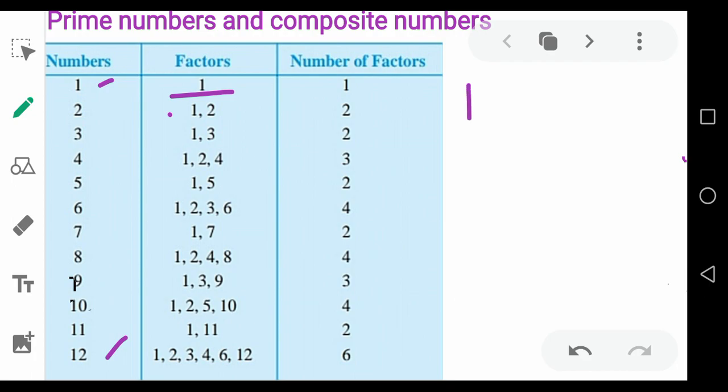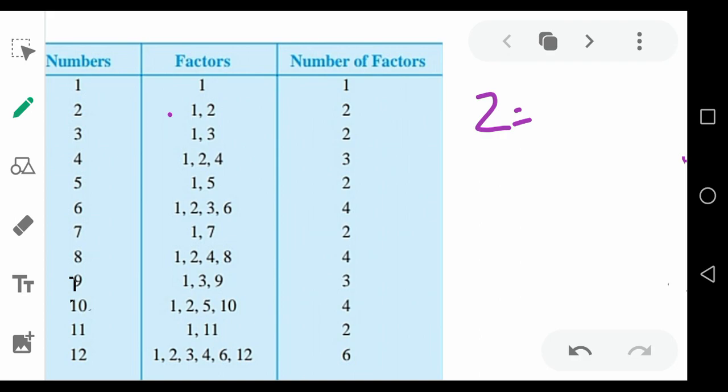Take 1. What's the factor? 1 can be written as 1 into 1. So the only factor for 1 is 1, so I have written 1 here. Then what's the next one? 2. What are the factors of 2? How can we write 2? 2 is equal to 1 into 2. So the factors of 2 are 1 and 2, so we have written 1 and 2.